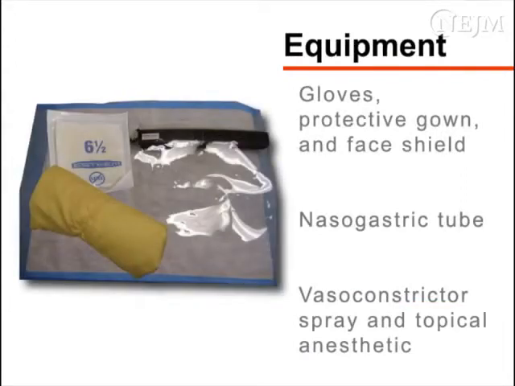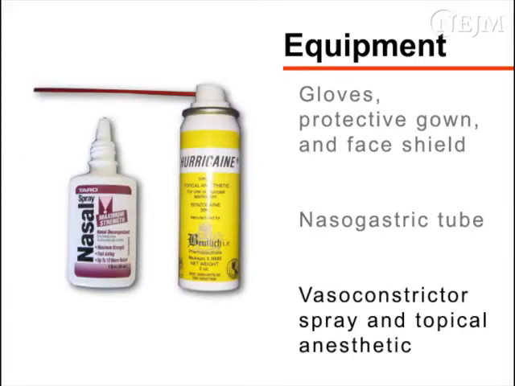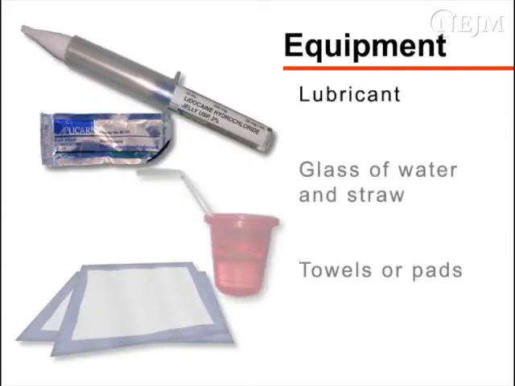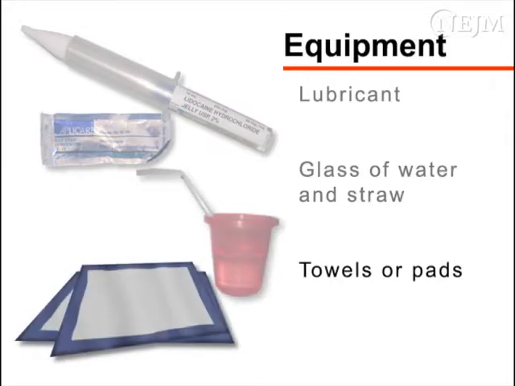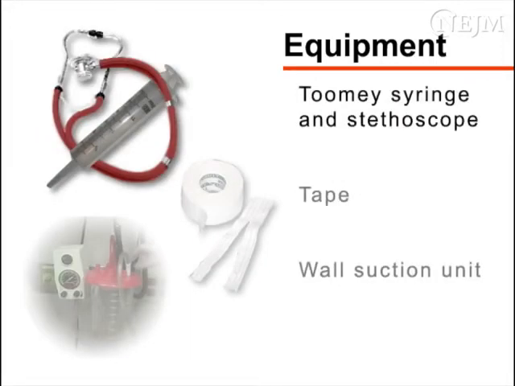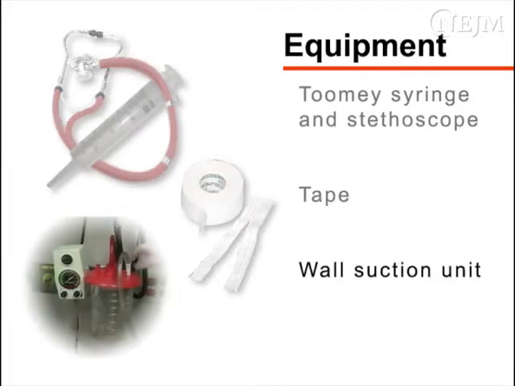Begin by gathering equipment you will need. This will include gloves, a protective gown, and face shield, an appropriately sized nasogastric tube, vasoconstrictor spray, and a topical anesthetic such as benzocaine or lidocaine solution with an atomizer. Obtain a lubricant, a glass of water with a straw, towels or blue pads, a 60 cc catheter tip syringe, a stethoscope for tube confirmation, tape, and a wall suction setup.